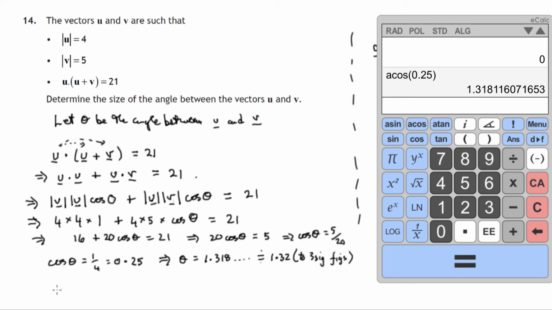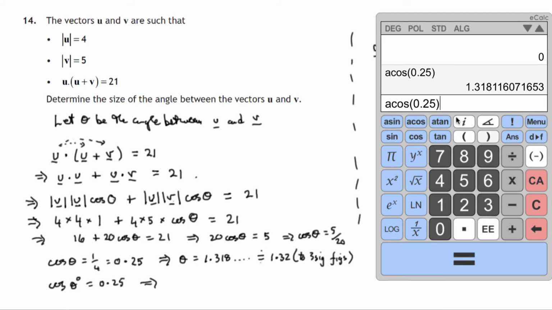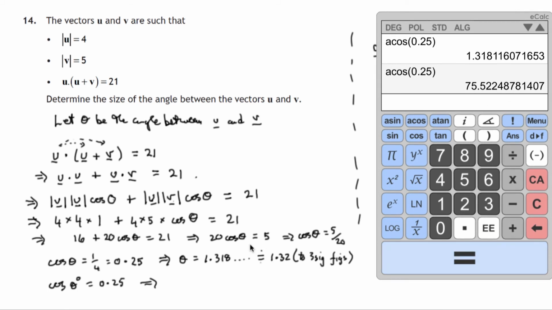We can do that also in degrees. If cos theta degrees is 0.25, let's do the same calculation, what angle has a cosine of 0.25, but we're now in degree mode, and we get theta being 75.52. So approximately 75.5. And again, that's to 3 significant figures, or 1 decimal place in this case.